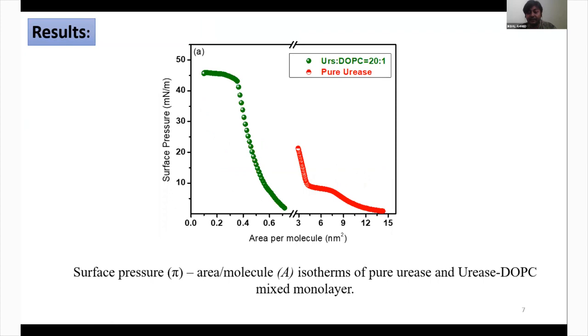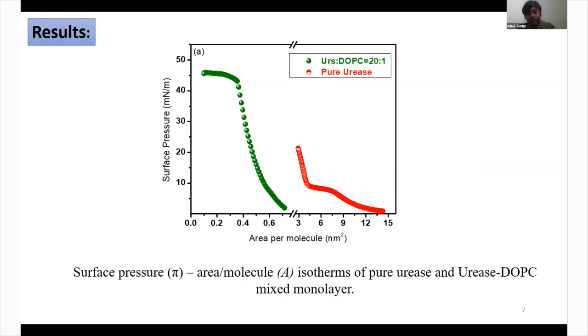This is basically a metalloenzyme protein, clinically used in biosensors to detect the quantity of urea in our samples, in our urine samples. So our motivation is to develop a urease-based biosensor, and this study will also provide us with deep insights into how proteins behave at the air-water interface and how they interact with biomolecules such as DOPC, a phospholipid.